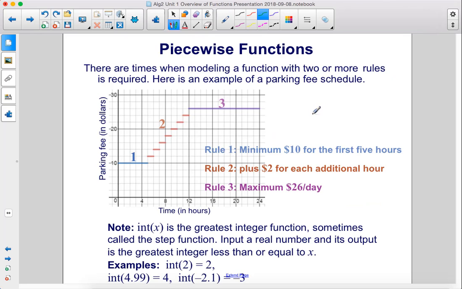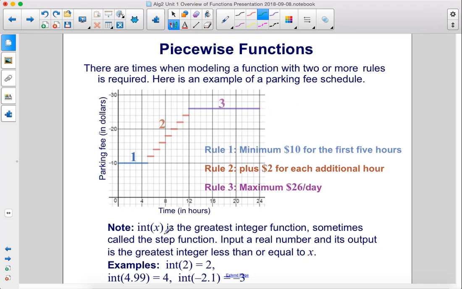There are times when modeling a function with 2 or more rules is required. Here's an example of a parking fee schedule. Rule 1, minimum $10 for the first 5 hours. Rule 2, add $2 for each additional hour. Rule 3, maximum $26 a day. So once we hit 26, we just draw a flat line for the third piece.